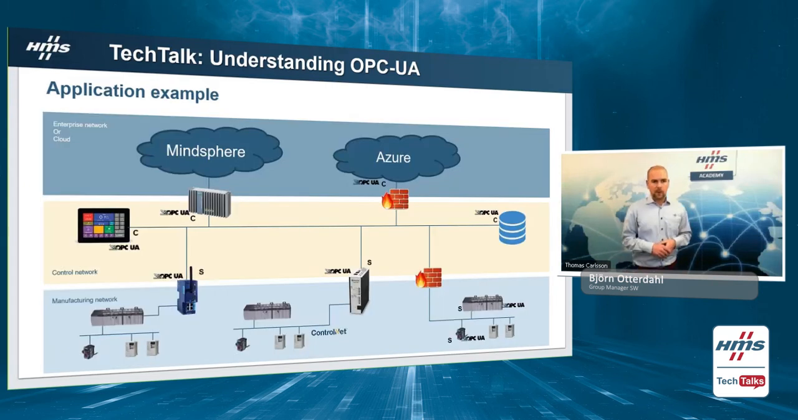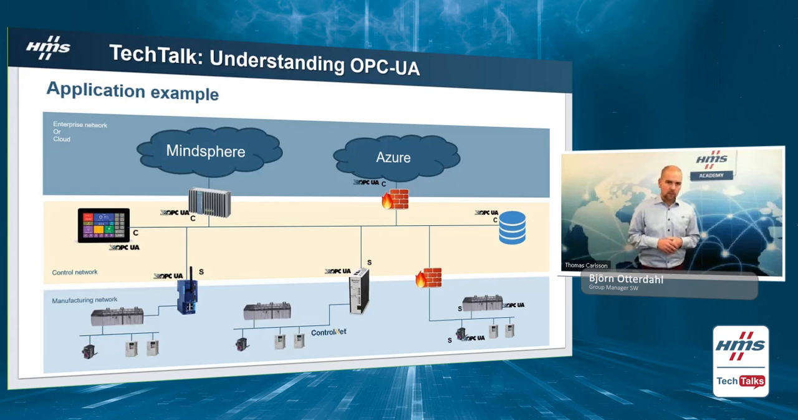So here's an application example. On the lower left, we have the E1 Flexi connected to a PLC, getting tags from the PLC available to the control network, and it has the OPC UA server on the control network. In the middle, we have the Anybus X Gateway. It translates information and data from the ControlNet network to OPC UA, and has an OPC UA server on the control network.